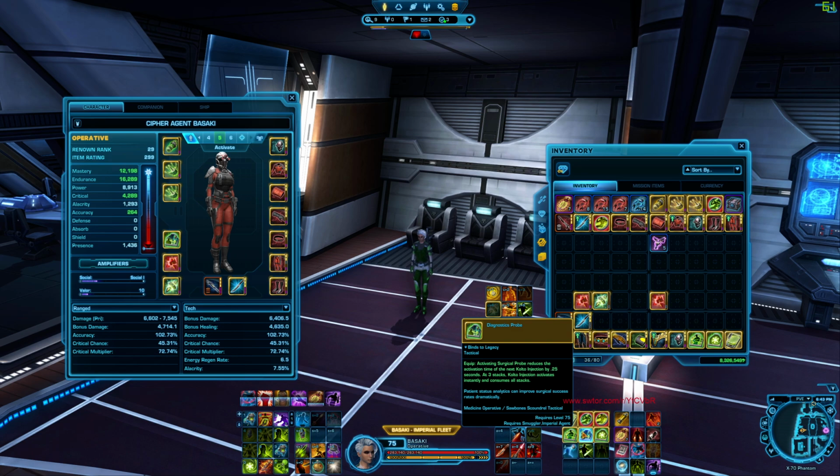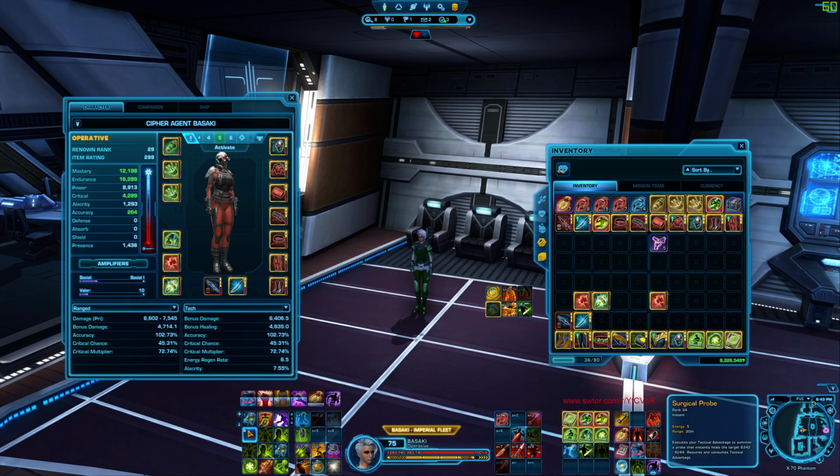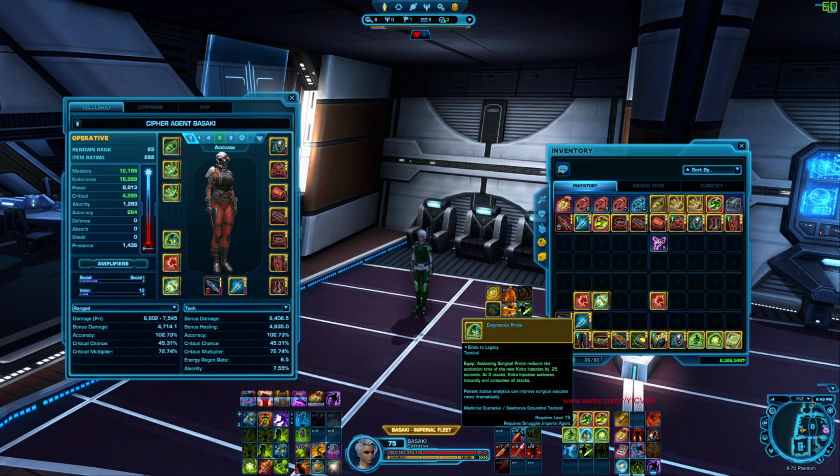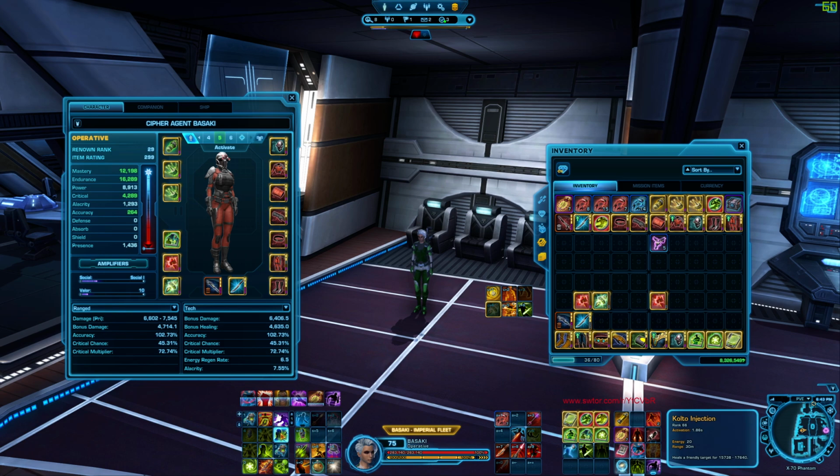The reason is that activating your surgical probe reduces the activation time of Culto injection by 0.25. So this one here reduces this one. Culto injection, you can see here, 0.86 seconds. Now, if I go into stealth, I'm going to get my tactical advantage. Boom, I'm going to hit that. 1.86. I'm going to hit this, and now it's at 1.63.